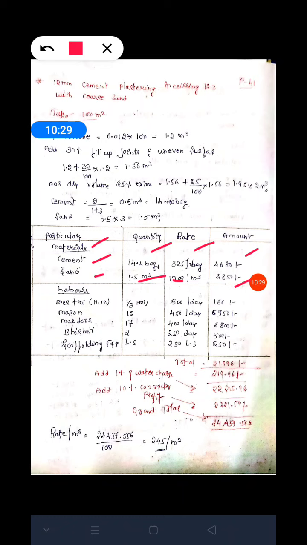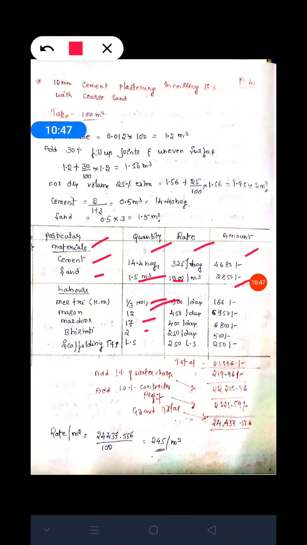This is the amount of materials. Then we move on to the labors and masonry. Masonry and admission remain the same. So for masonry we may get around 1 by 3 numbers here, for mason around 12 numbers, and mazdoor around 70 numbers, and bist is 2 numbers here.